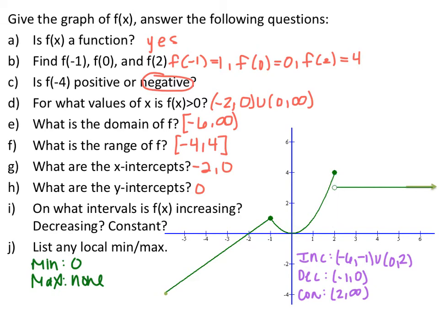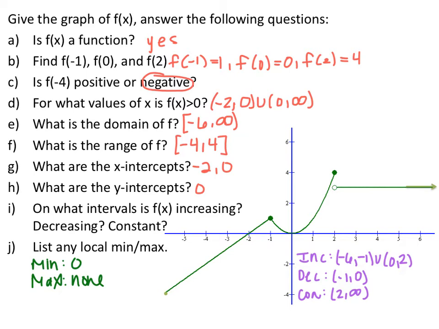Is f of negative 4 positive or negative? So I go to negative 4, I find its y-coordinate, and it is negative. Well, for what values of x is f of x greater than 0? That means where your y-coordinates are positive. At negative 2, it's crossing the x-axis, so it's technically 0, but anything from negative 2 not included to 0 has positive y-coordinates. 0 does not. A y-coordinate of 0 is not positive nor negative. And then everything from 0 to positive infinity, all of these are positive y-coordinates.